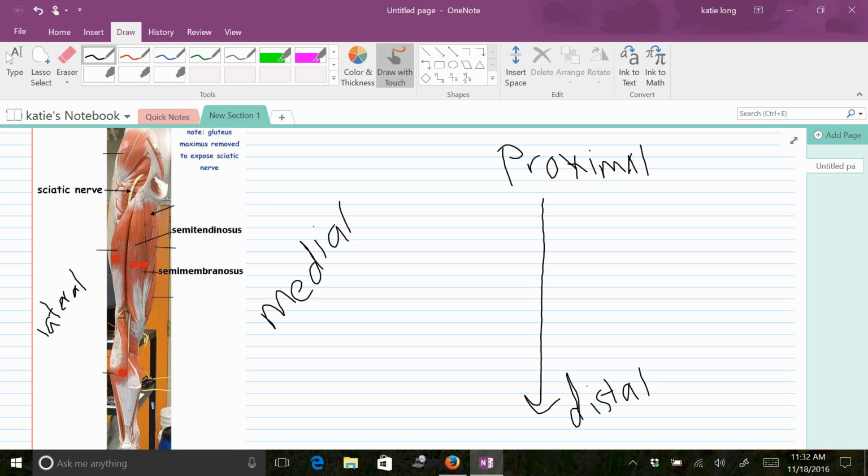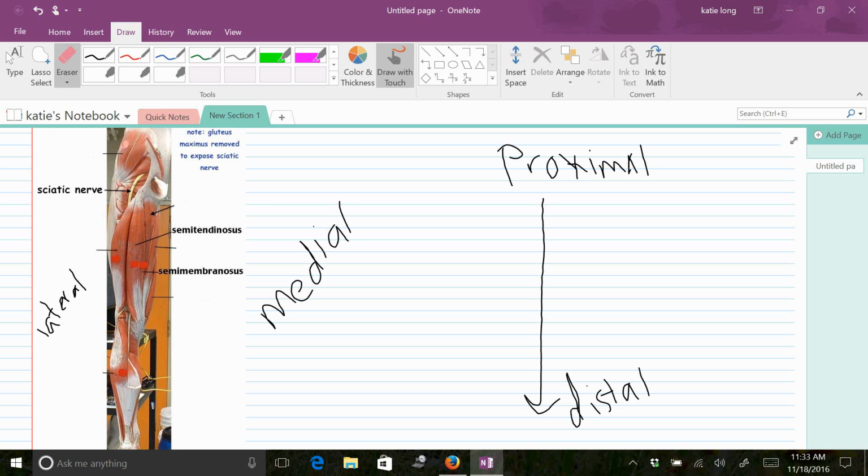As I told you earlier, these are not my images. I found these great photos on Google. There's a little note on the top that says gluteus maximus removed to expose sciatic nerve. As you can see on the lateral side, we have an arrow pointing to the sciatic nerve. That note is just indicating that normally you would not be able to see that if the gluteus maximus was visible in this photo, in this model.